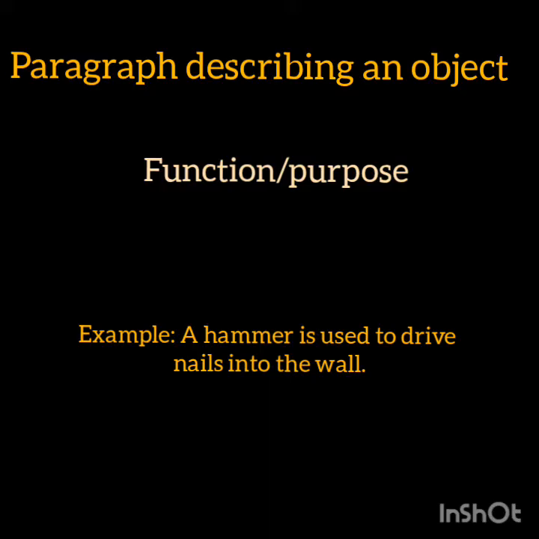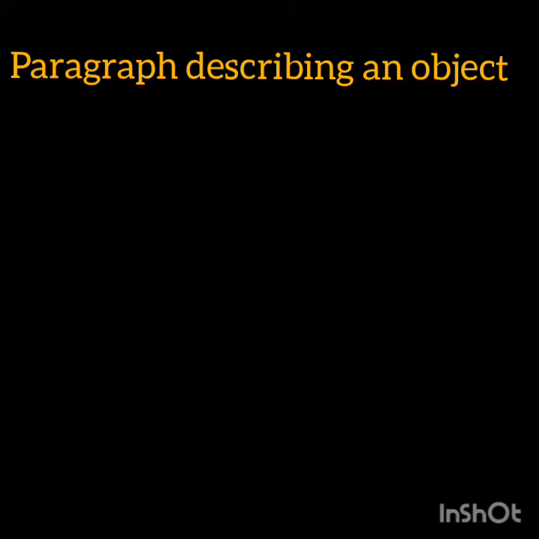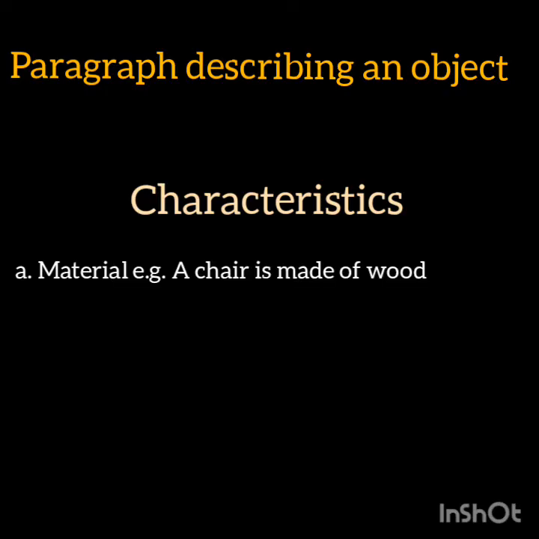Your description should discuss the parts of a particular object. So for example, you can say a car consists of, a car is made up of. Number 3, talk about the characteristics of that particular object you are describing. So characteristic number 1, the material. For example, a chair is made of wood.